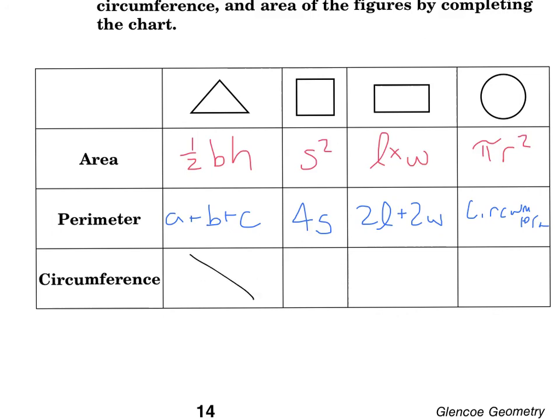Now, circumference, it doesn't work for triangles, doesn't work for squares, doesn't work for rectangles. It just works for circles, and we're going to use 2 pi r. Now, there is another one, which is just pi times diameter, but 2 pi r is the one we're going to use the most. Alright, so there's 2D figures. You guys should know most of this, but it should be good.